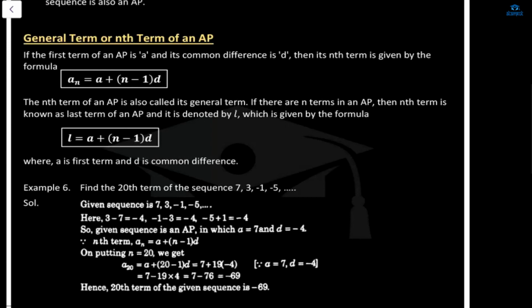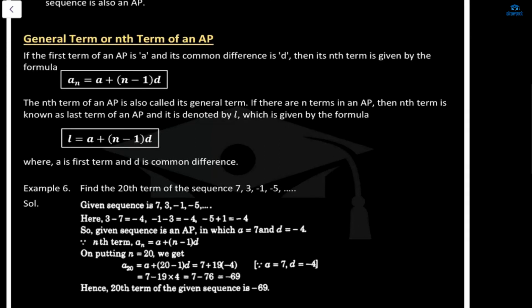Now, what is the last term? Again, the last term is also A plus (n minus 1) D, where A is the first term and D is the common difference. If you are finding the last term, the nth term is known as the last term of an AP, and it is denoted by L. AN is for the general term. The formula is the same, but AN represents the nth term, any term, and L represents the last term.